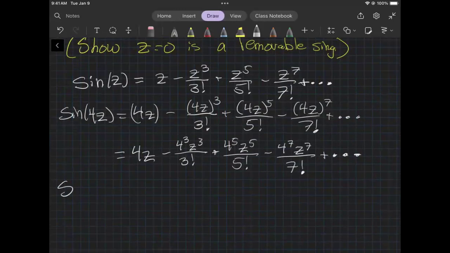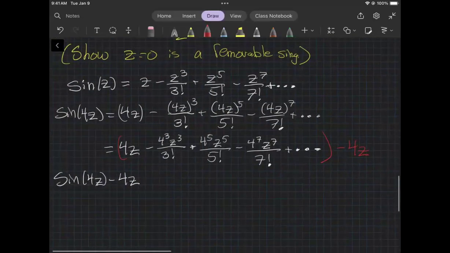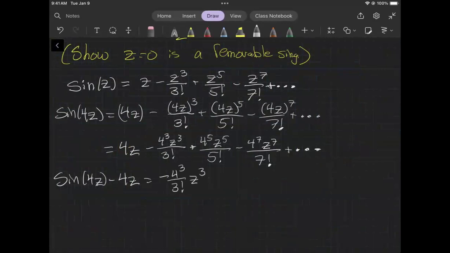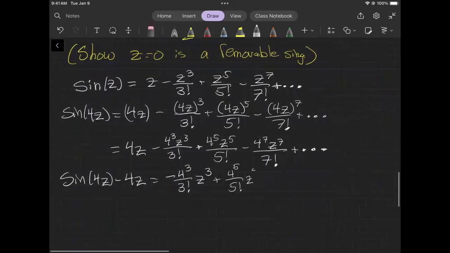Okay, so sine of 4z minus 4z, well, if we subtract 4z from this sum, what happens is the 4z's will cancel. And so what that leaves us with is a minus 4 cubed over 3 factorial times z cubed plus 4 to the 5th over 5 factorial times z to the 5th power minus 4 to the 7th over 7 factorial times z to the 7th plus, and this keeps going.